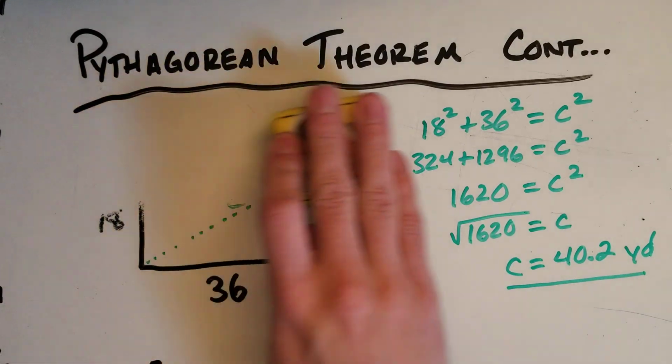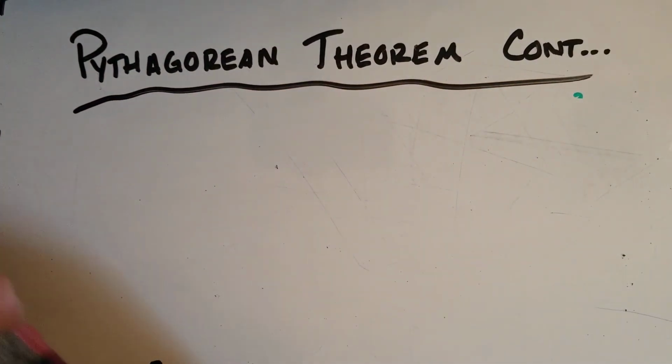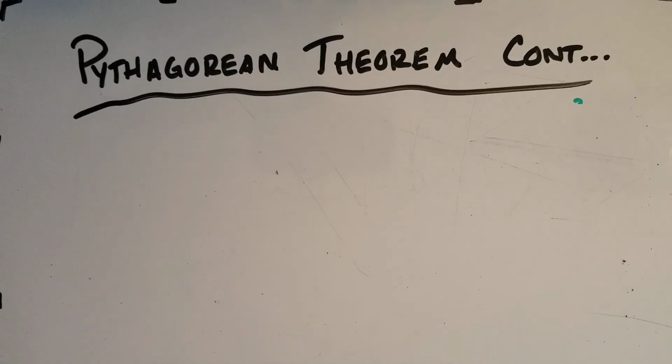All right, on to our second word problem of the day. And this problem says, Aladdin is buying a new carpet. His new carpet is 12 feet wide and measures 20 feet diagonally across. How long is the carpet? Round your answer to the nearest tenth.